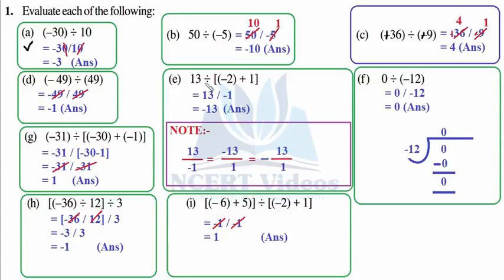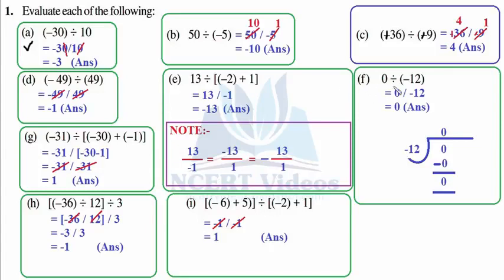E part, 13 divided by this whole thing. So whatever is in the bracket, we try to solve it first. So minus 2 plus 1, signs are different, we will deduct it and put the sign of greater number. Therefore it is minus 1. 13 as it is, and here the answer is minus 13.